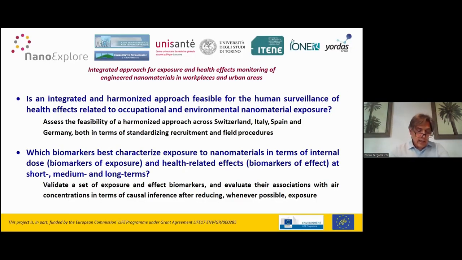The new Life project NanoExplore aims to answer the following research question. The NanoExplore Consortium has been committed to address these research needs and to develop a harmonized protocol to set up an international multi-center prospective cohort study with the aim to investigate the potential health effects related to nanomaterial exposure in nanotechnology workers in the European Union and Switzerland.